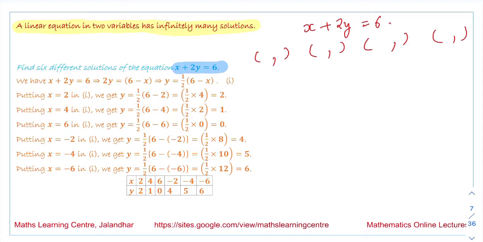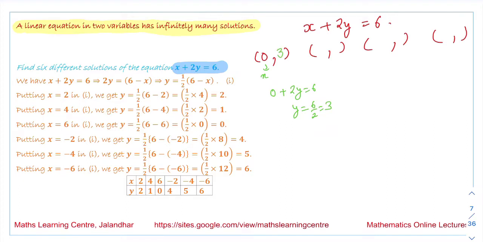So suppose I fix the value of x as 0. Then I substitute x is equal to 0, and the answer I will get is 0 plus 2y is equal to 6. So the value of y I am getting is 6 by 2, which is equal to 3. So the value of y I am getting is 3.